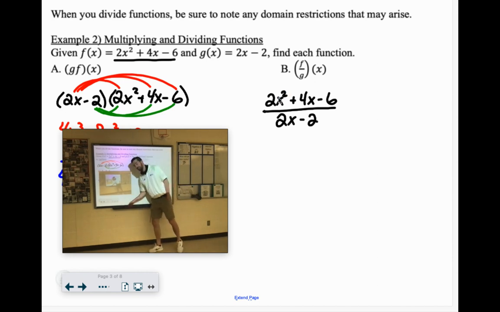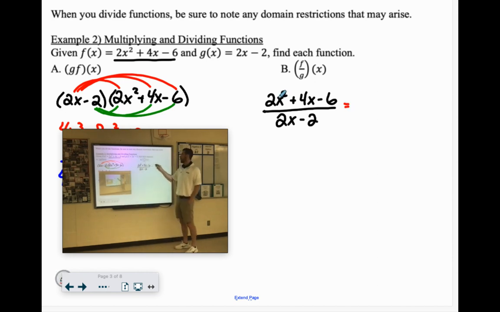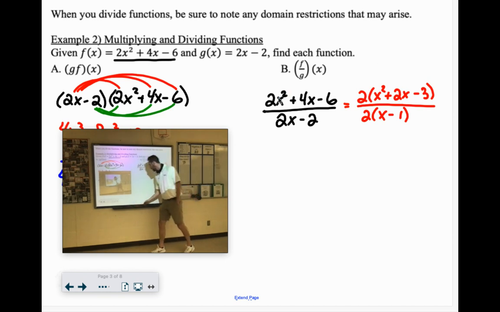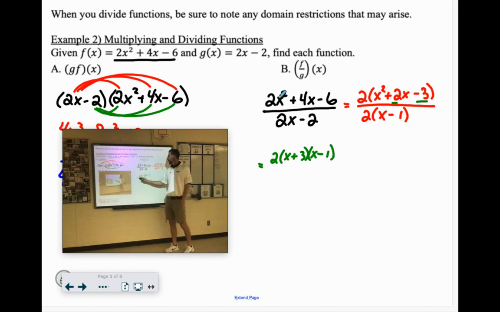So the numerator has some common factors. We could factor out a 2, which would leave us with x squared plus 2x minus 3. Denominator also has a common factor of 2, which would leave us with x minus 1. Now, I know we could cancel out the 2's, but we're going to actually wait on that until we have it perfectly factored. So the numerator, factors of negative 3 that add up to 2 would be positive 3 and negative 1. So x plus 3, x minus 1 over 2 times x minus 1.